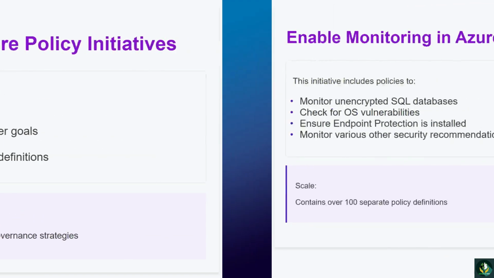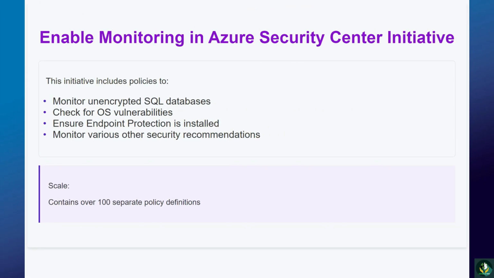The Enable Monitoring in Azure Security Center initiative serves as an excellent example of how Azure Policy initiatives can be used to implement comprehensive governance strategies. This initiative is designed to monitor all available security recommendations for Azure resource types within Azure Security Center, providing a robust framework for maintaining a secure cloud environment.